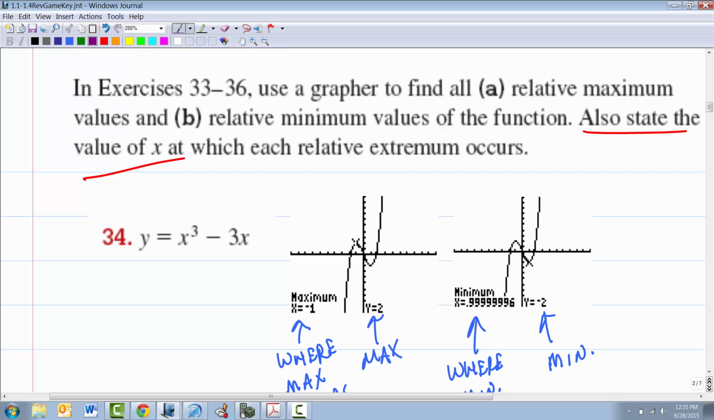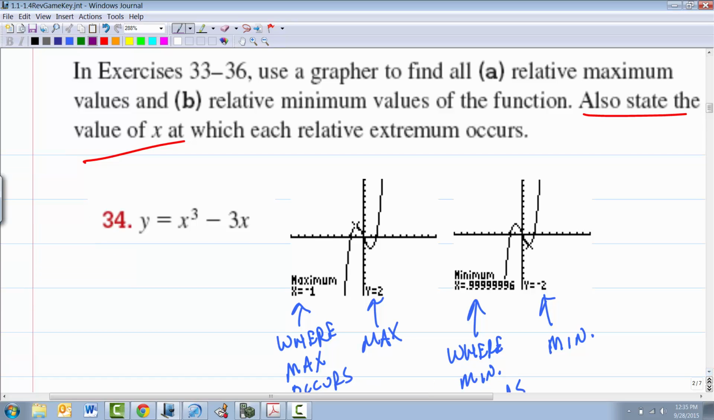Do be aware, look at what I wrote over here. I may get mean on the test tomorrow. The x-coordinate is where the maximum occurs, or minimum.